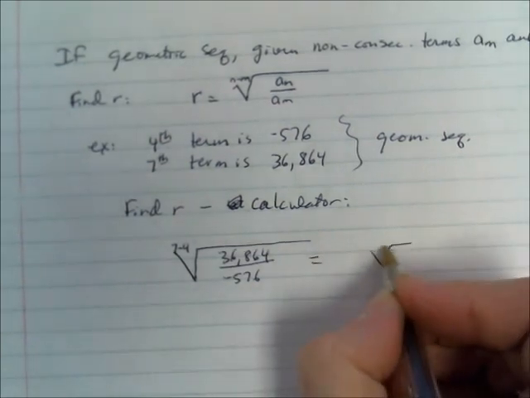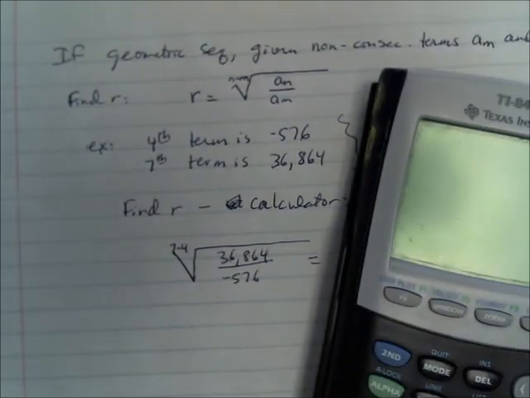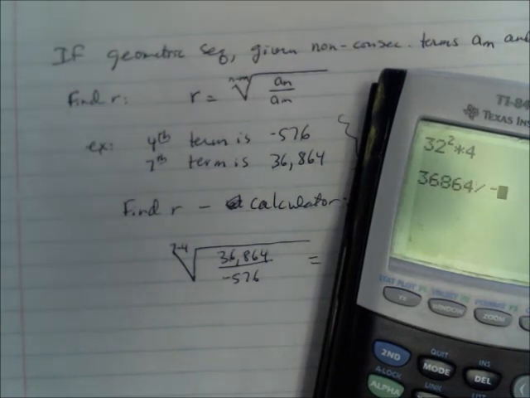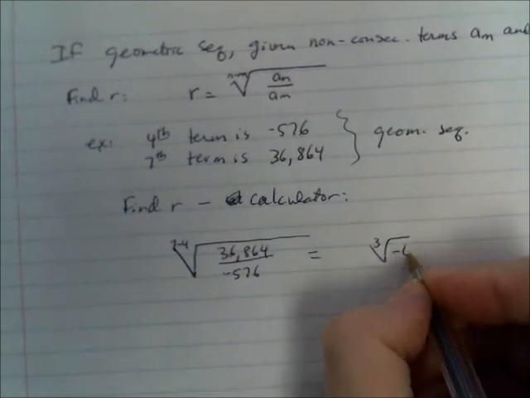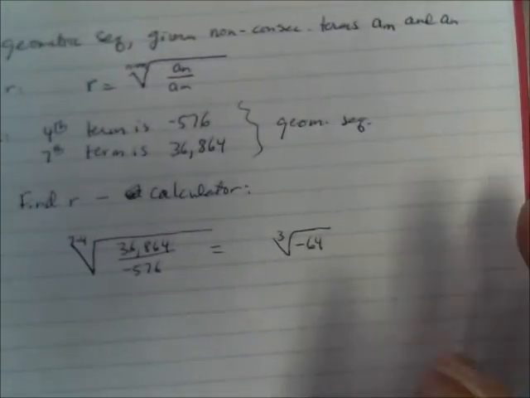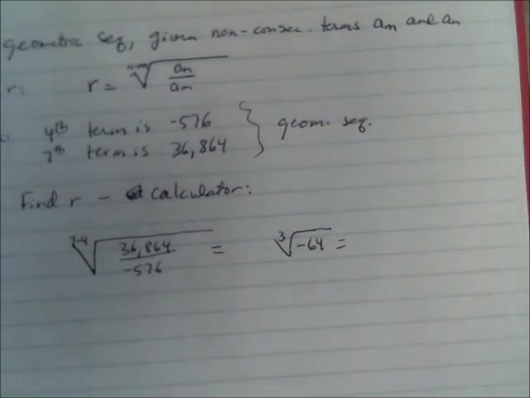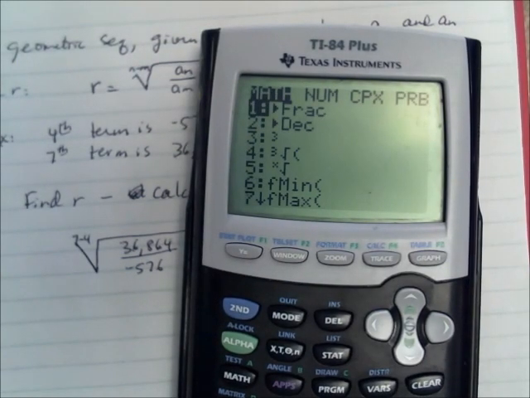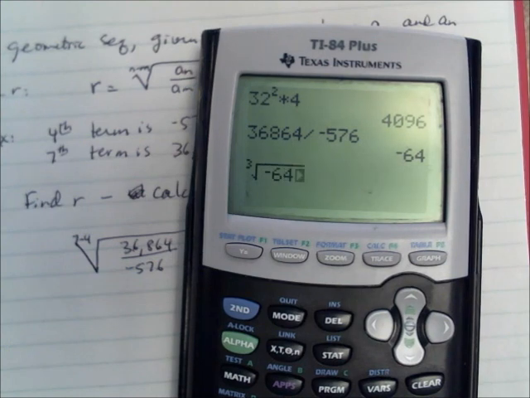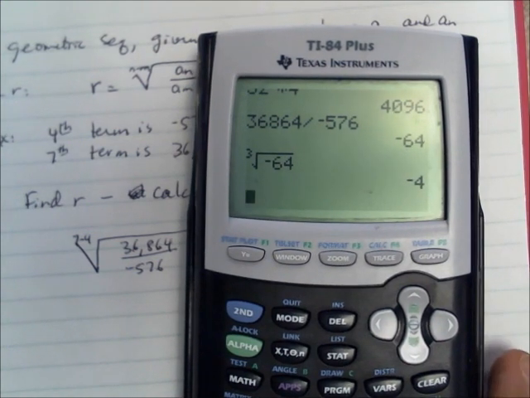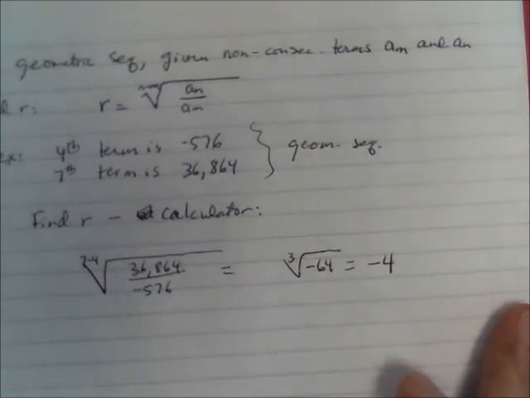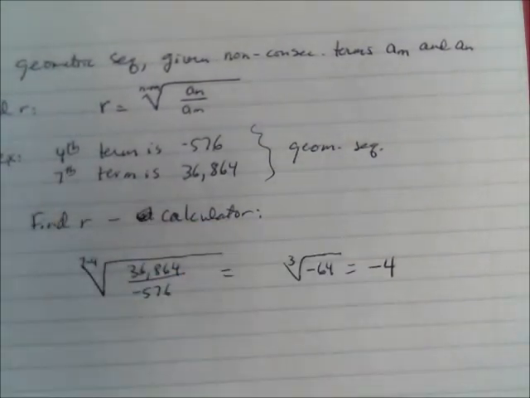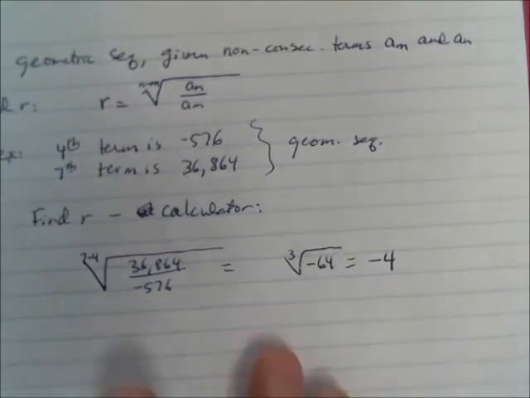So what I really have is the cubed root of, and I'm taking my calculator out, 36,864 divided by negative 576 is negative 64. And the cubed root of negative 64 is, there you go, negative 4. So we'll get some practice in class tomorrow on these kinds of geometric sequences. And that's it for the chapter.